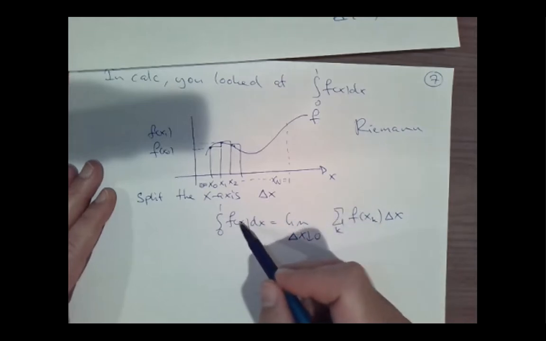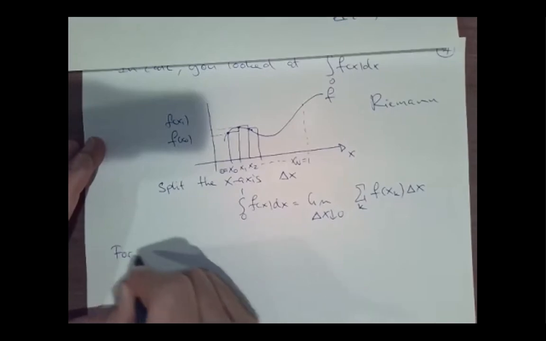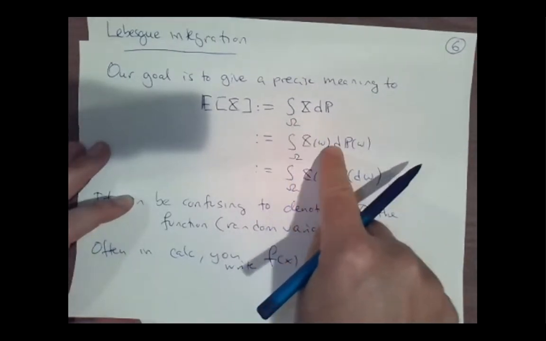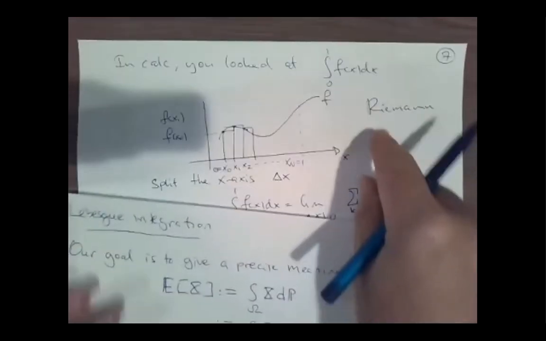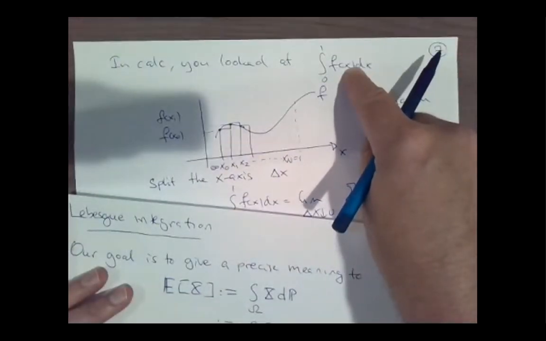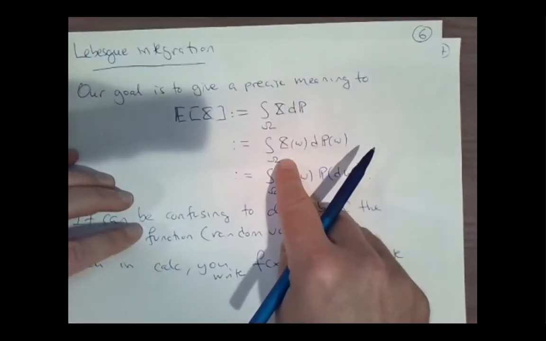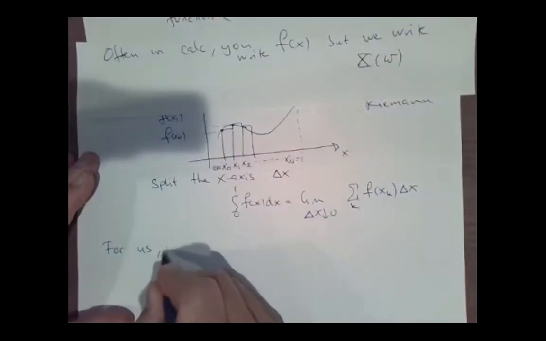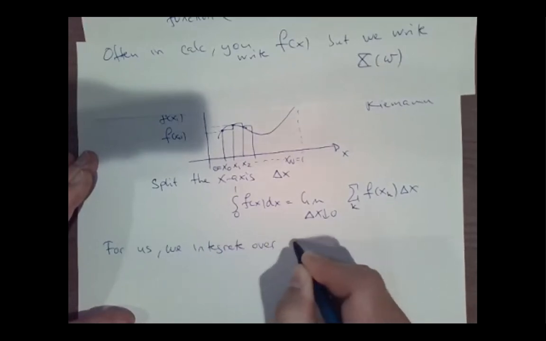Right, and the x's, those are the ones that we integrate over. So for us, we're integrating over omega. So omega is the thing that varies. Here, x is the thing that varies. X varies between 0 and 1. Here is my little omega that varies inside capital omega. So for us, we integrate over omega.